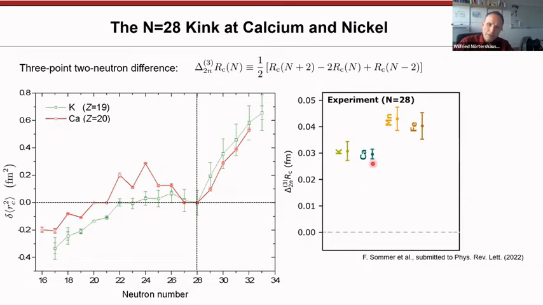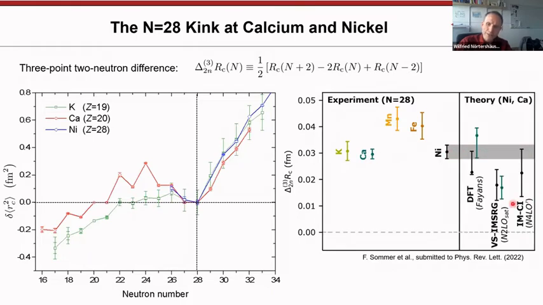And here you see this value for potassium and for calcium, and for manganese and for iron. And you see for manganese and for iron, this is larger due to the increasing quadrupole correlation in these nuclei. And the question is, what is the kink strength here now for nickel? And this is the result for nickel, and you can see that it's very similar to calcium. And actually, if you calculate the delta 3 to n, then it's almost exactly the same value as in calcium.